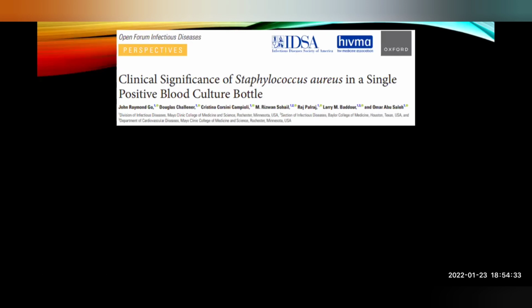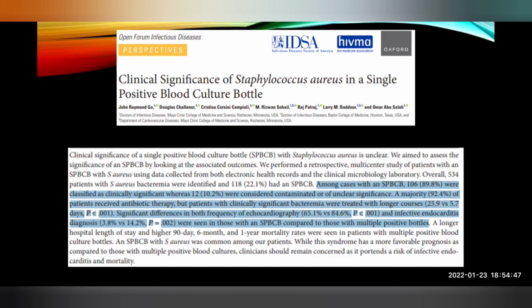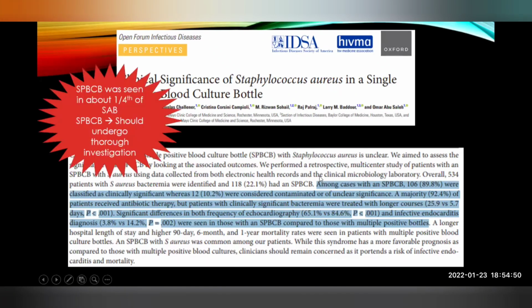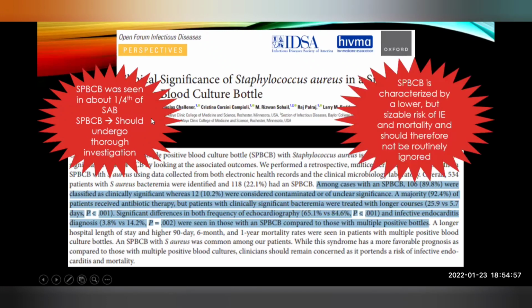Again, one more common scenario is just one bottle. Most of the time they will send a single bottle, and that single bottle grows Staphylococcus aureus. So what should you do in this condition? They have done one study where they have seen that a single positive blood culture bottle is also associated with a sizable risk of infective endocarditis and mortality, and hence it should not be neglected and should be thoroughly investigated.